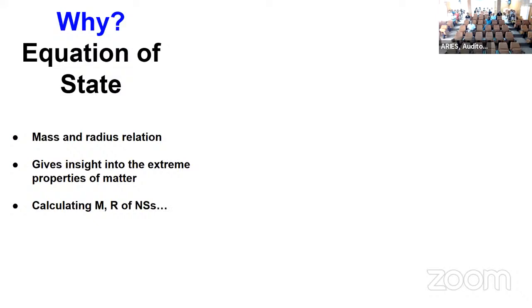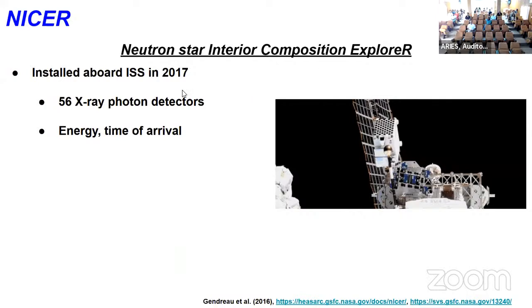So just summarizing the why part of it, it's to understand the equation of state, to have insight into the extreme properties of matter. And for that, we need to calculate mass and radius of neutron star, which is where NICER comes in. So NICER stands for Neutron Star Interior Composition Explorer. It was installed aboard the International Space Station in 2017.